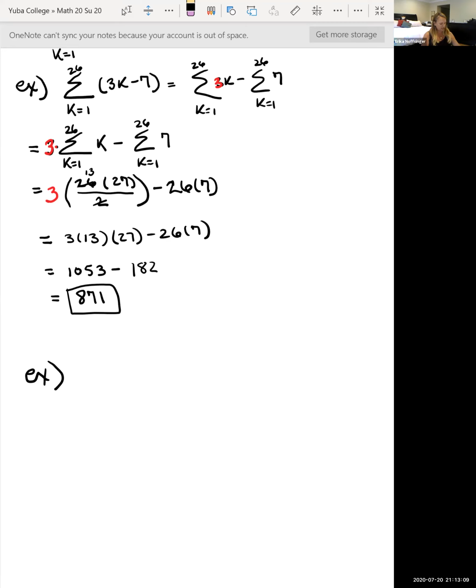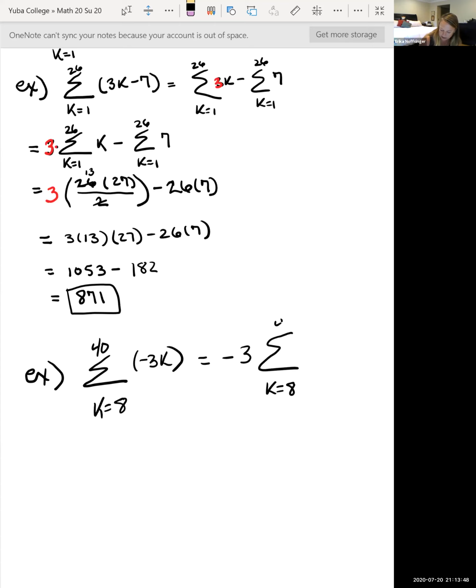So find the sum of each sequence again. Let's see. What if it said the summation of k equals 8 to 40 of negative 3k? Well, we can factor out, bring the negative 3 outside of our summation. So this is the same thing as negative 3 times the summation from k equals 8 to 40 of k.